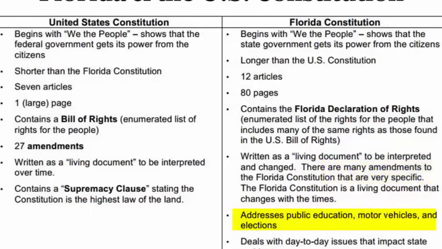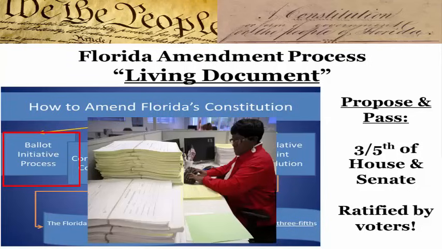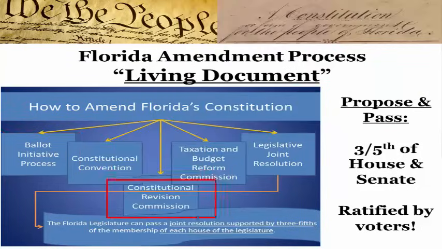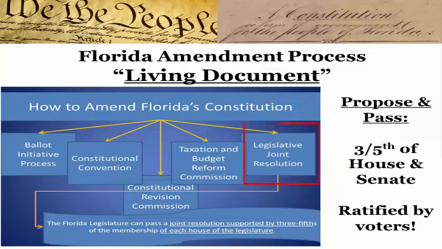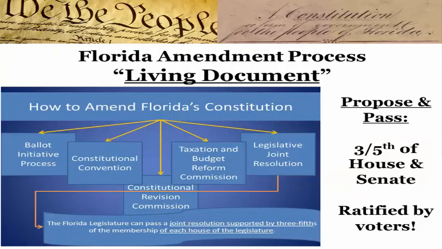The Florida also has way more amendments that are very specific, dealing with day-to-day issues, including education, motor vehicles, and elections. The Florida Constitution also includes several ways to pass amendments, including an initiative where people can gather signatures and then vote on whether an amendment will pass. There is a Constitutional Revision Commission that meets every 20 years to suggest amendments or changes to the state constitution. The state legislature can pass amendments known as joint resolutions by a 3/5 vote of both houses. So unlike the U.S. Constitution, there are many ways to amend the Florida Constitution, and way more amendments get passed.